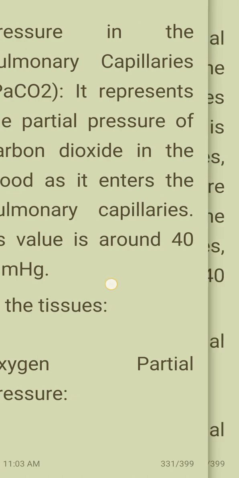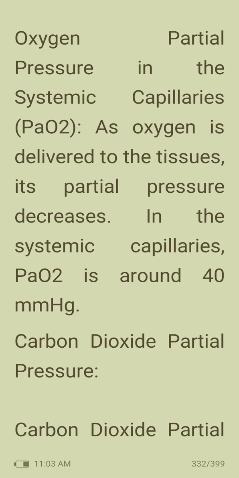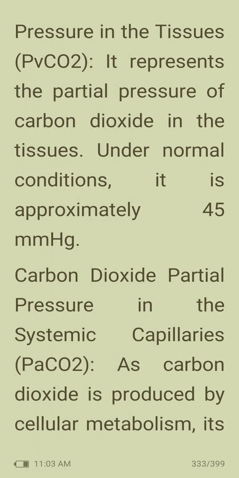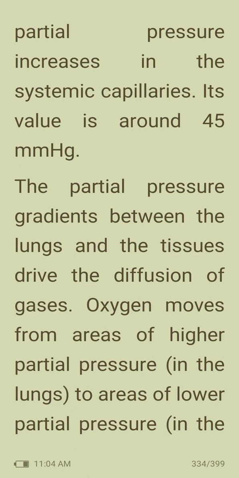In the tissues, oxygen partial pressure in the systemic capillaries, PaO2. As oxygen is delivered to the tissues, its partial pressure decreases. In the systemic capillaries, PaO2 is around 40 mmHg. Carbon dioxide partial pressure in the tissues, PvCO2, represents the partial pressure of carbon dioxide in the tissues. Under normal conditions, it is approximately 45 mmHg. Carbon dioxide partial pressure in the systemic capillaries, PaCO2: as carbon dioxide is produced by cellular metabolism, its partial pressure increases in the systemic capillaries. Its value is around 45 mmHg.